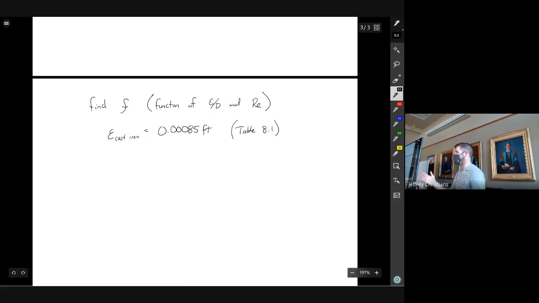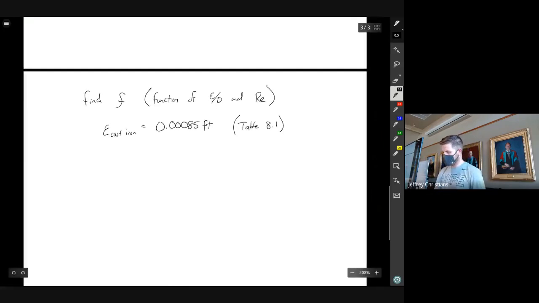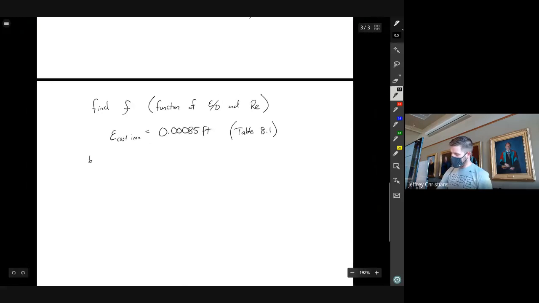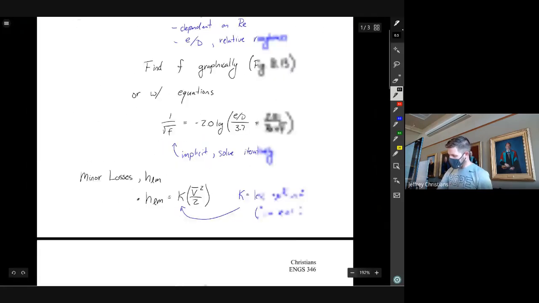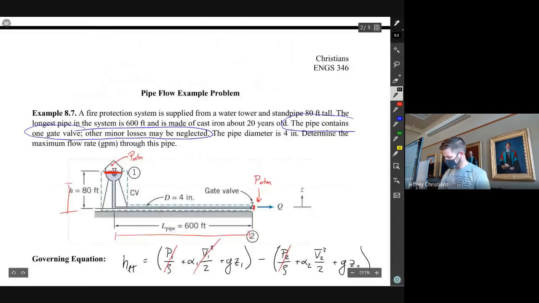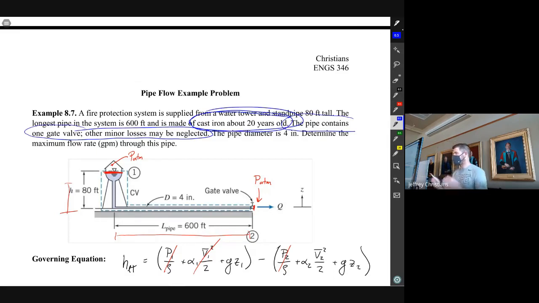So a lot of these problems, you have to go back and look up a lot of data in tables to figure out what it is for this particular thing. If we look back at our problem statement, we're told that this is made of cast iron and it's about 20 years old. So I'm just going to make this part up, but we'll say it's probably not the same as what brand new pipe is. And it's probably got some gunk in it.